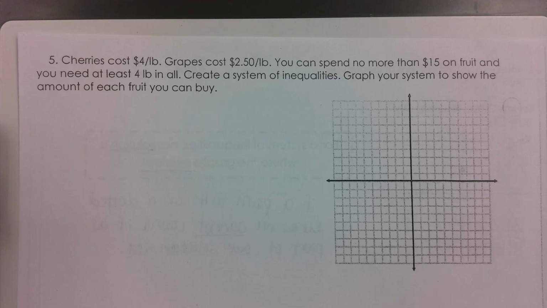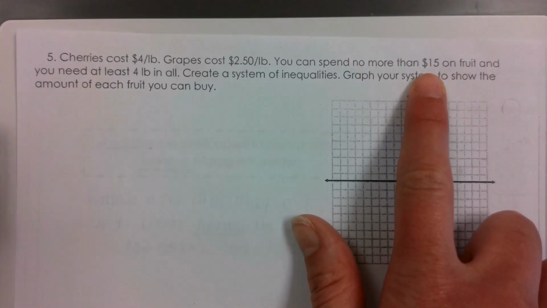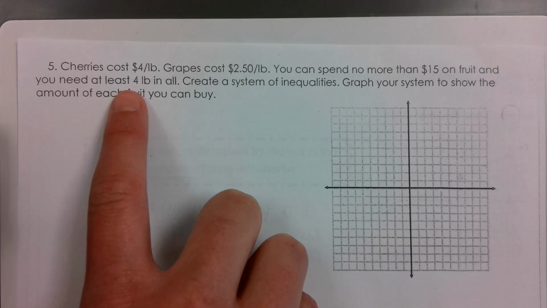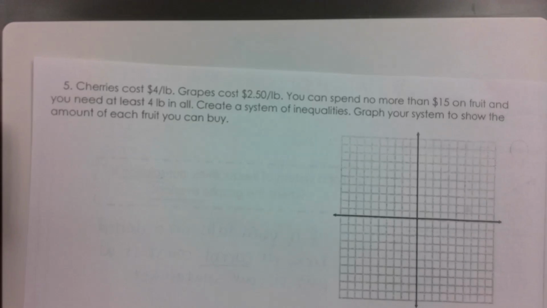I can't remember if we graphed this one by hand or not. So we're going to have two equations, right? Everything we've been doing before, we had two inequalities. So one of our inequalities is going to talk about the money that we're spending, and one of them is going to talk about the pounds of fruit that we have. Okay? So if we're talking about money, what do they tell you about money? What information do they give you?